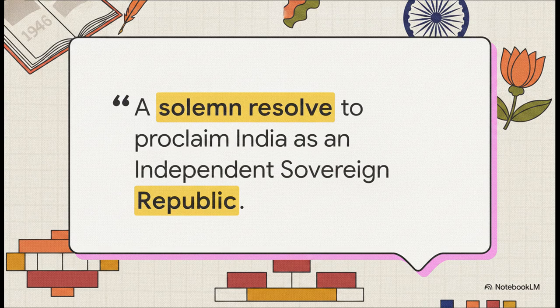Once everyone was finally seated, this grand new assembly really needed a philosophical compass. So, on December 13, 1946, Jawaharlal Nehru moved the historic Objectives Resolution. This was huge. It laid the ideological foundation for the entire document, setting the tone with a firm, solemn resolve to build an independent sovereign republic.